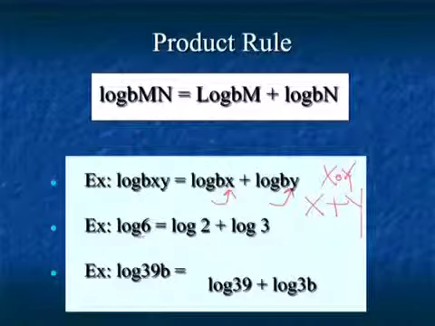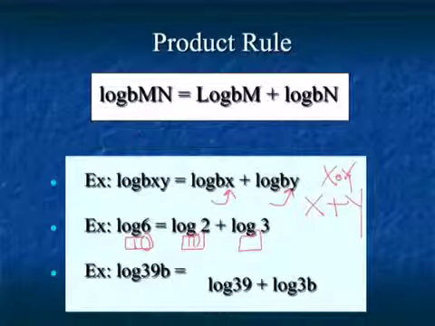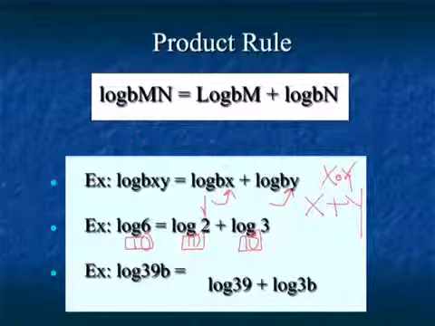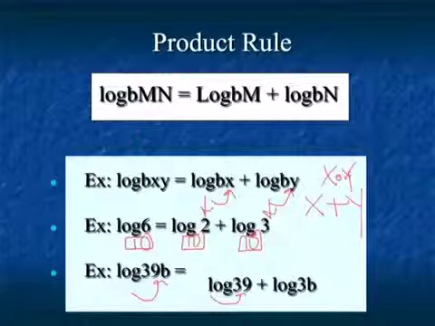The next one, you do not see a base right here. If you don't see a base, it is actually 10. We never write when it's log base of 10. So 6 is the same as 2 times 3. So log base 10 of 6 can be written as log base 10 of 2 plus log base 10 of 3. Here's one. Log base 10 of 39 times b is the same as log base 10 of 39 plus log base 10 of 3b. What we have next?